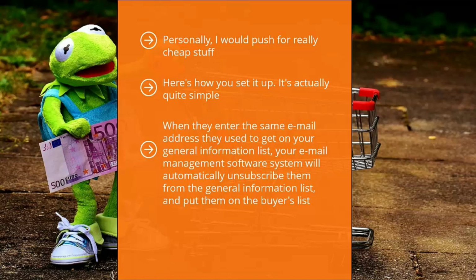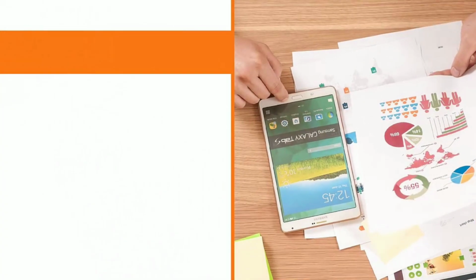This way, when you send updates to your general information list, your tried and proven buyers will not see those updates. This is a good thing because you don't want them to feel that you're spamming them by sending them so many emails. You should then pay more attention to your buyers list. Maybe you should send them updates with more in-depth solutions. Or you should send them higher quality information to get them to buy higher priced products or services.